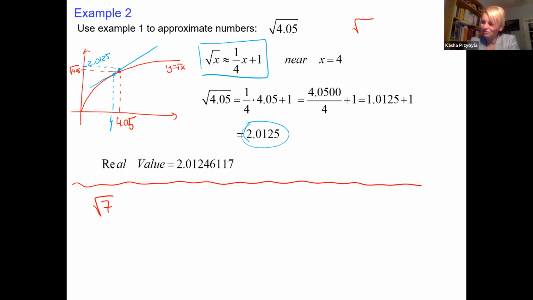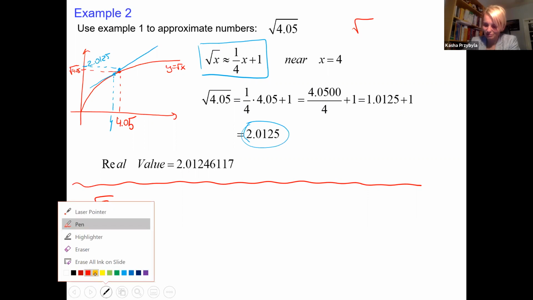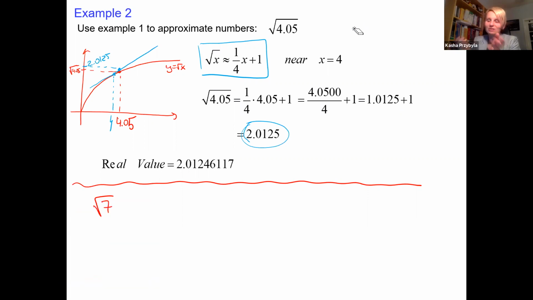What do you think? We can probably do this question. That's actually one of my questions: use the linearization to approximate the square root of 7. That means, what do you think? The 7, where is 7?